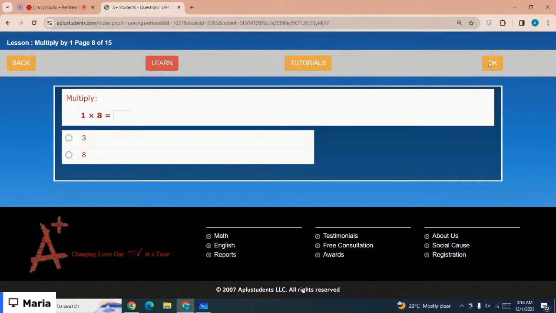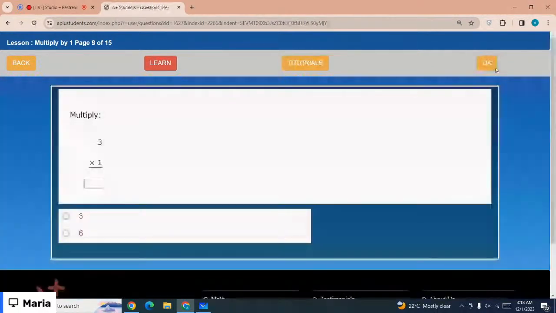1 times 8 equals. 1 times 8 equals 8. The correct option is 8. Multiply 1 times 3. 1 times 3 equals.